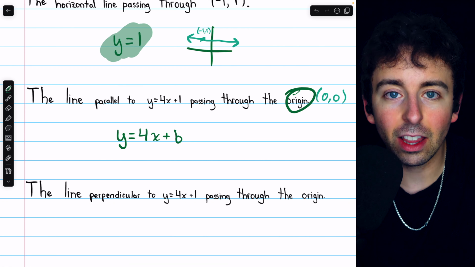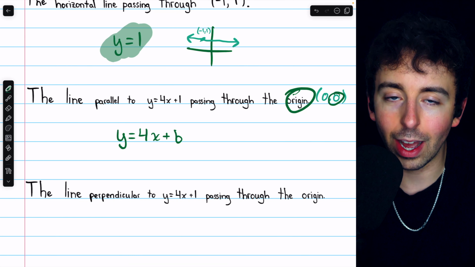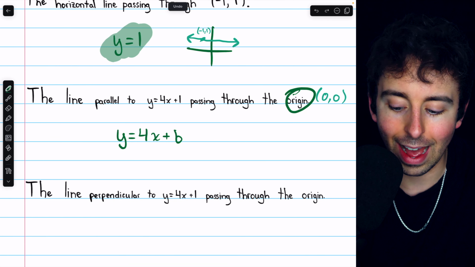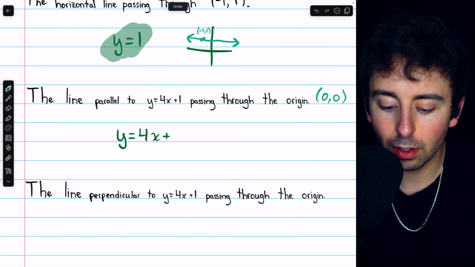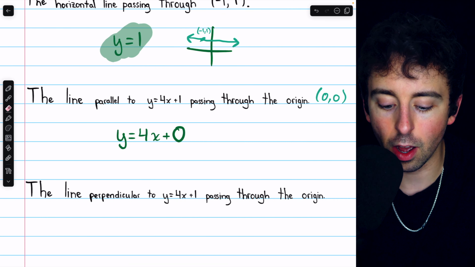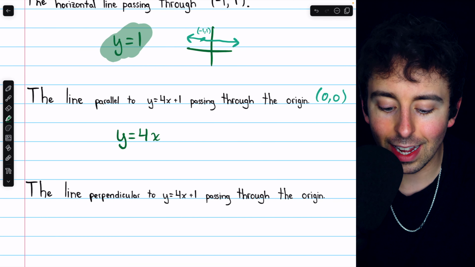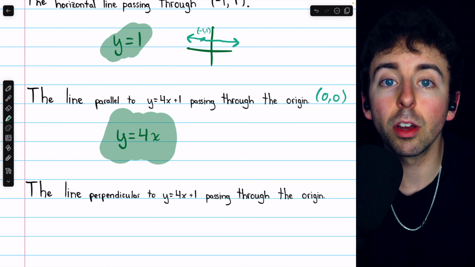But we know the y-intercept because we're told it passes through the origin. So where does it hit the y-axis? Well, at y equals 0. That's where it hits the y-axis. So the y-intercept is just 0, which is not worth writing. So our final answer would be y equals 4x.